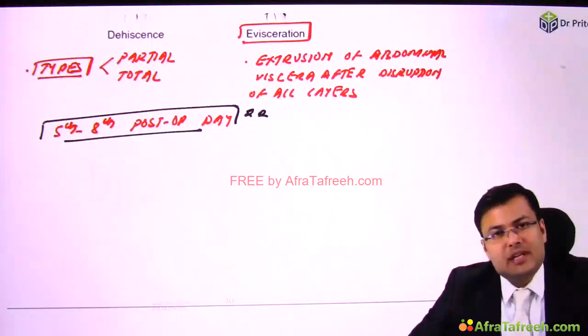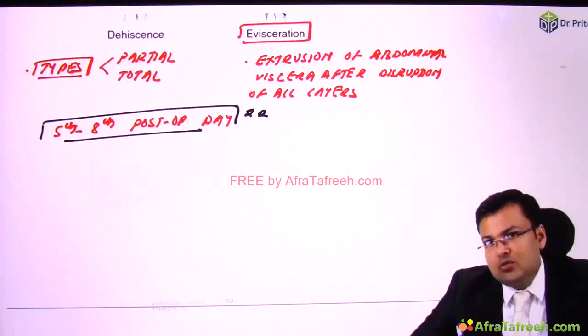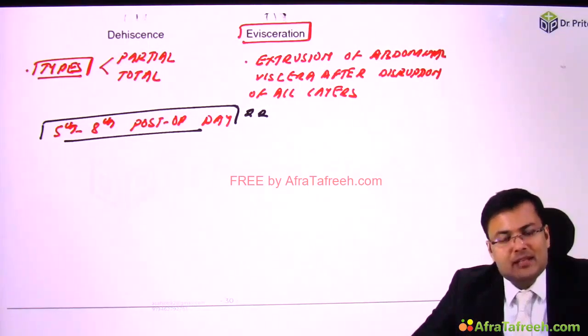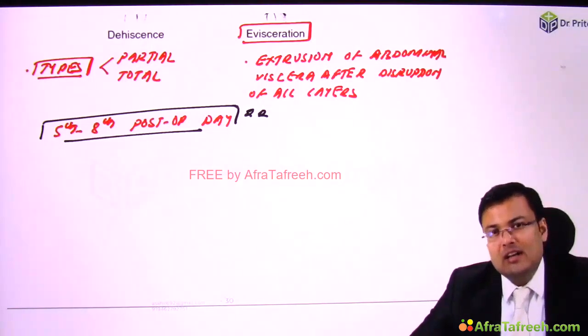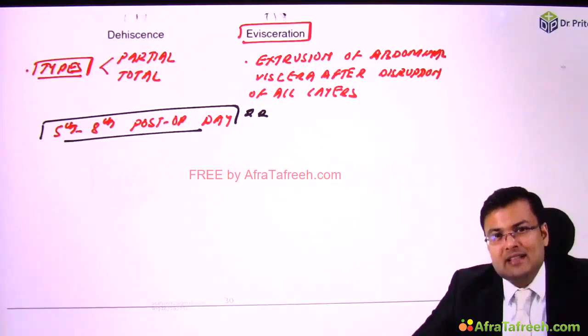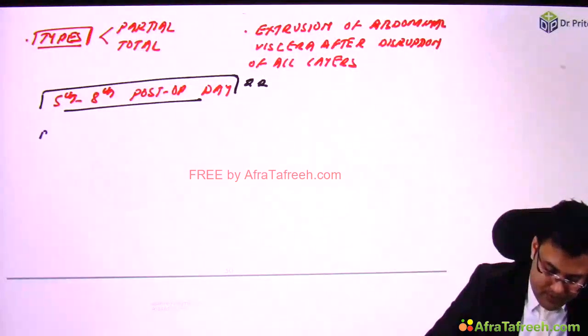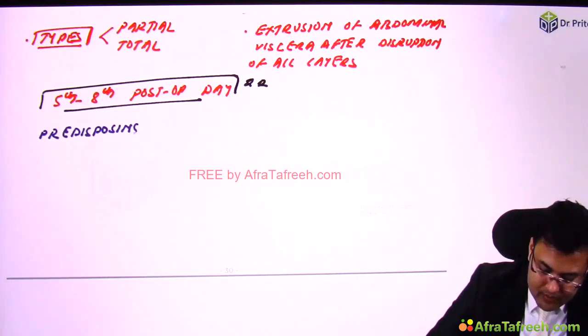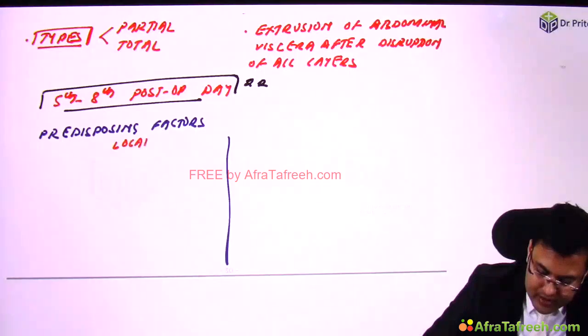Questions are asked, what are the predisposing factors? And I told you, generally in similar situations, two predisposing factors are diabetes mellitus and immunocompromised state. After that, there are local risk factors and there are systemic risk factors. So have a look. Predisposing factors are further divided into two categories: one is local and the second is systemic.